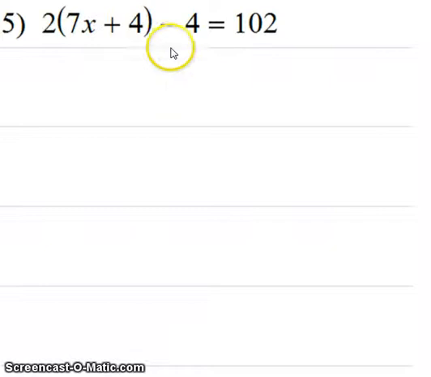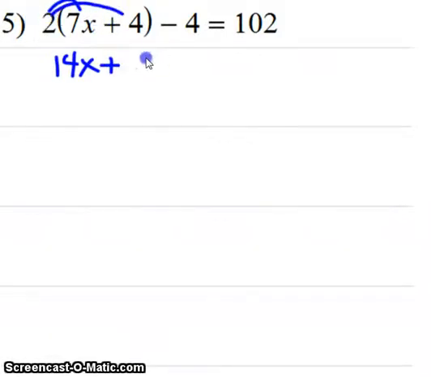In our next example, notice that we have parentheses involved in our equation. The 2 that is out in front, we are going to distribute into the parentheses. 2 times 7x is 14x plus 2 times 4, which is 8. So I've distributed a 2. The parentheses are gone. I'm going to bring the minus 4 down, equals 102.